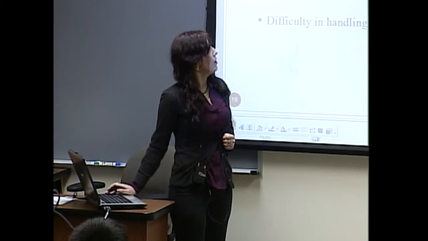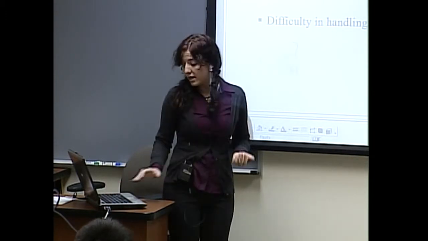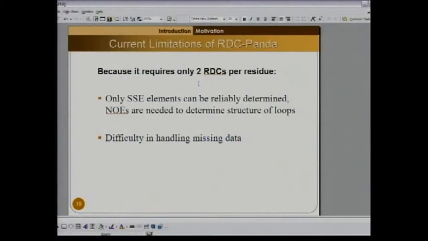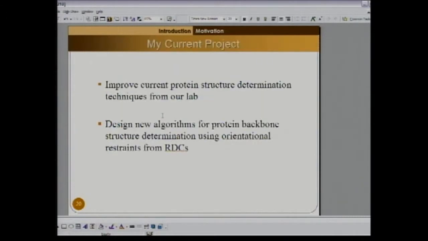So now I want to talk, I think I already mentioned, the current limitations of RDC Panda. It requires very few RDC data, only 2 RDCs per residue in the protein, but it can only compute secondary structure elements, and NOEs are still needed to determine structures of loops. And it cannot handle missing values very well. So that's why I come to the description of my current project.